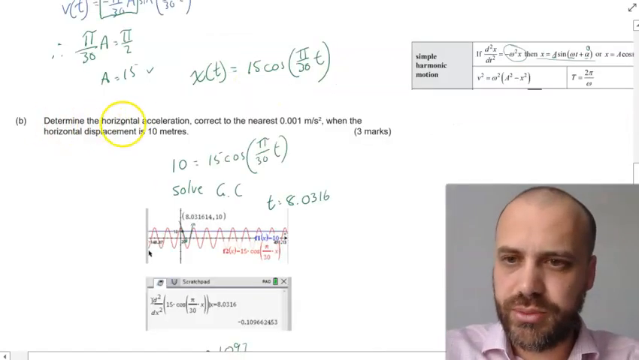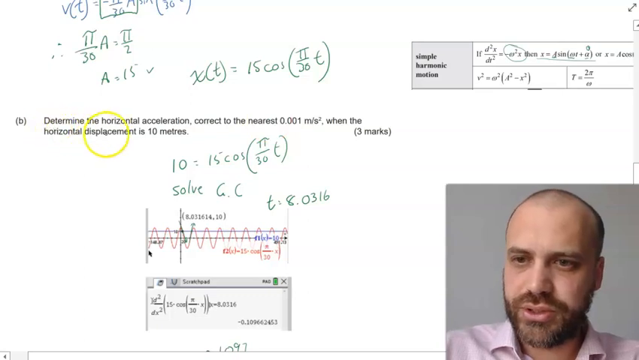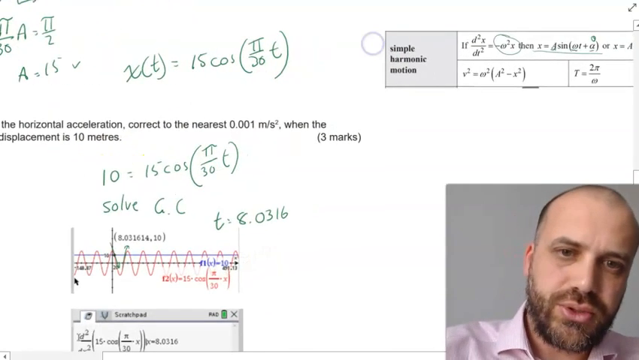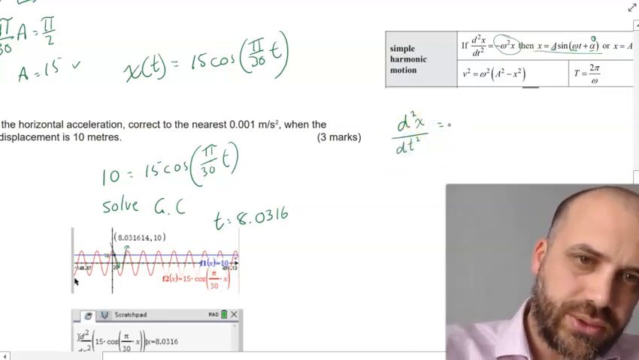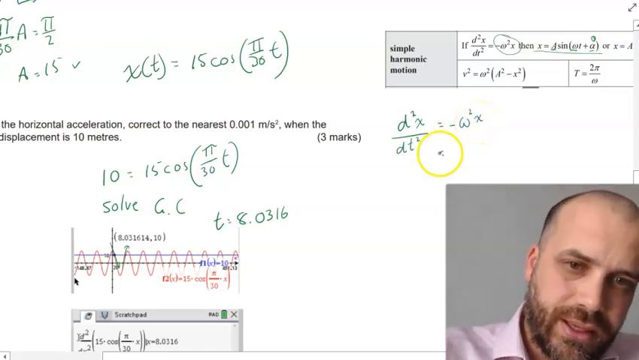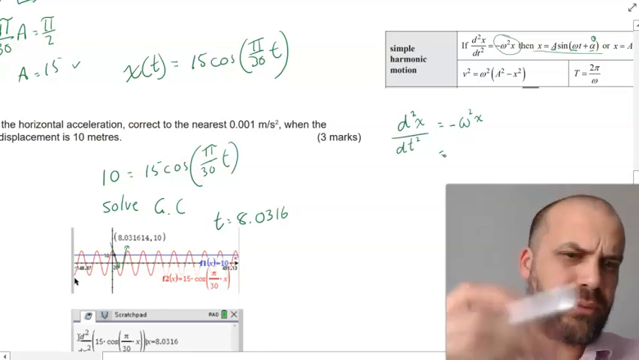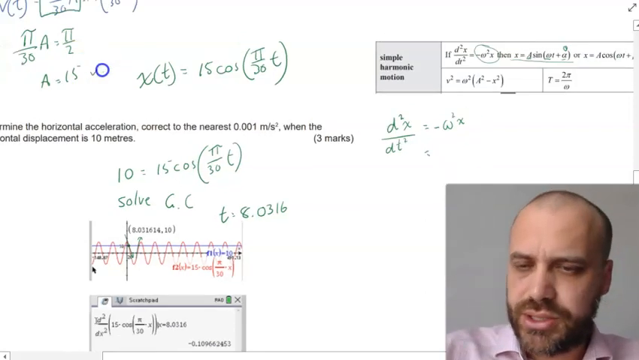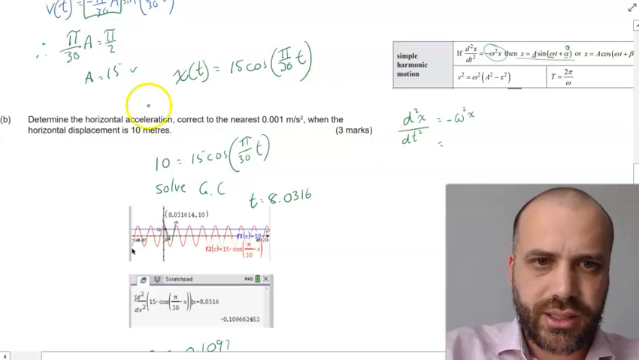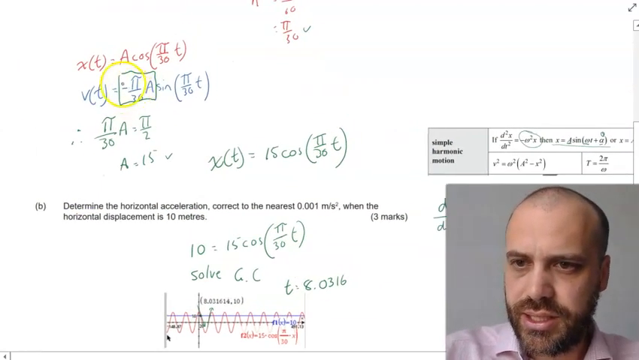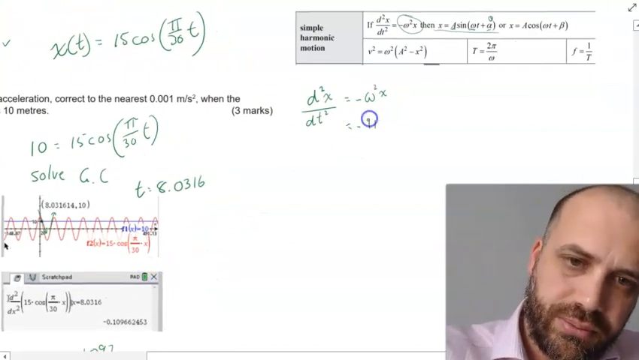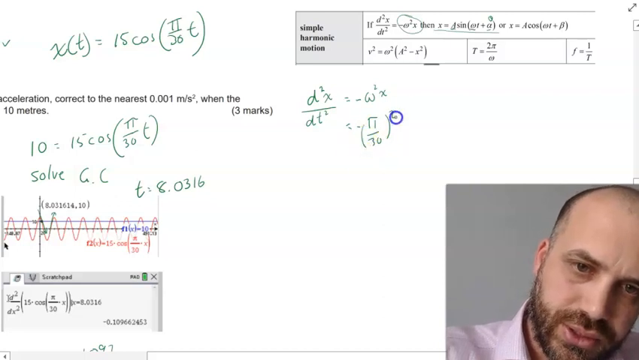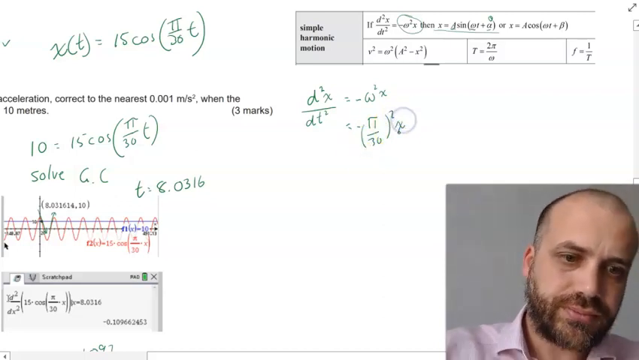So the question was, determine the horizontal acceleration when the horizontal displacement is 10 meters. Using this formula, we have the second derivative, d squared x on dt squared, is equal to negative omega squared times displacement. Okay, so what do we know? Negative omega squared. So we have omega. Where's our omega? Omega is this here, negative pi on 30. So we have negative pi on 30 squared times that displacement.